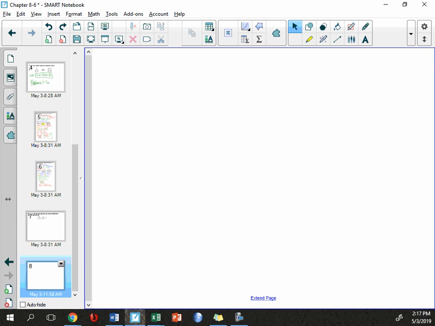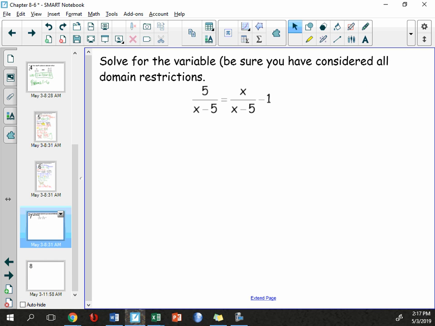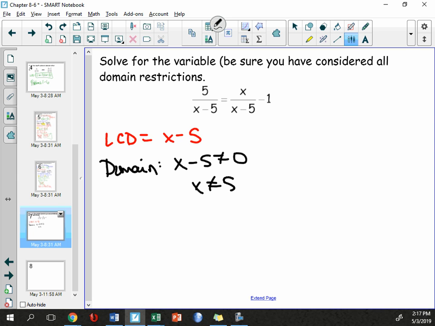All right, last problem. How many fractions do I have? 2. Are each of them factored? Yes. What's my LCD? My LCD is going to be x minus 5. Then, what's my domain restrictions? X minus 5 cannot be 0, so x cannot be 5. Now what? Brackets. Now what?